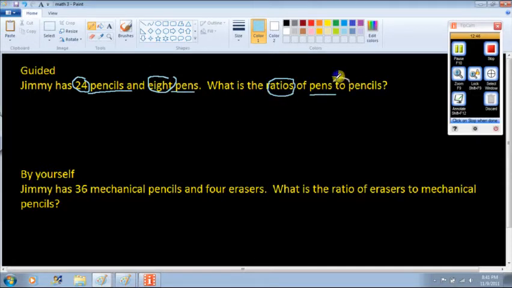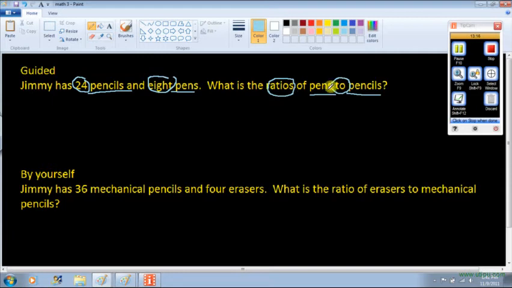Now this is why it's important to put words first, because this one's trying to trick us. I don't know if you noticed, but it says pens to pencils, and the numbers are set up as pencils to pens. And then it also has the number 8 in word form. So again, just be careful of that when you're reading. So we're going to do the ratio. We're not going to look at this part. We're going to look at the question, because that's where we get our ratios from.